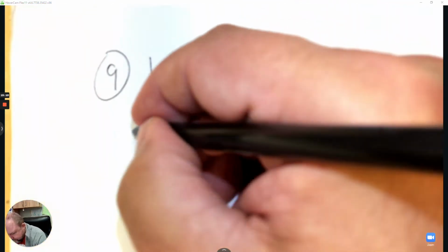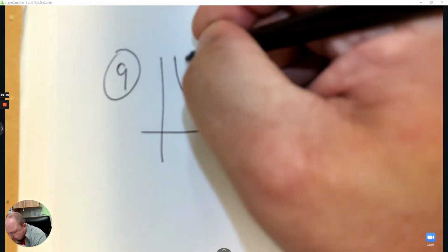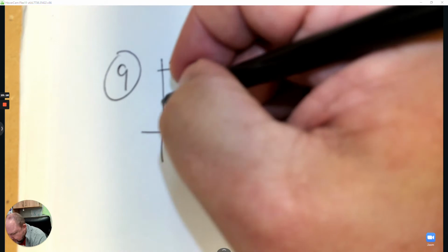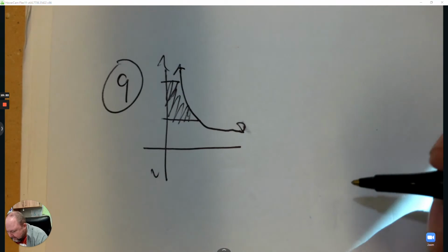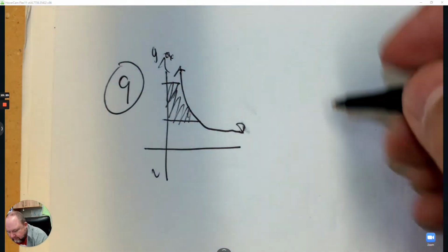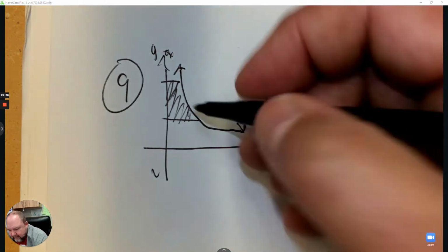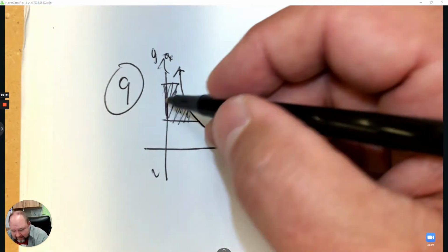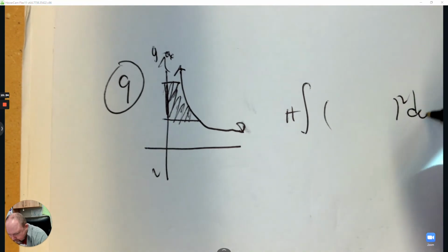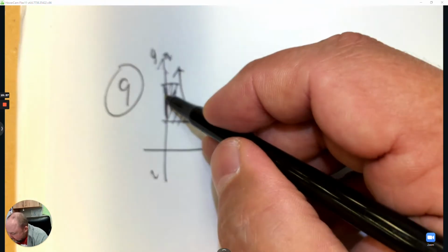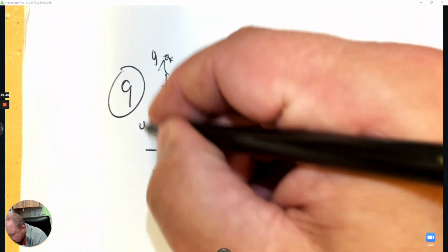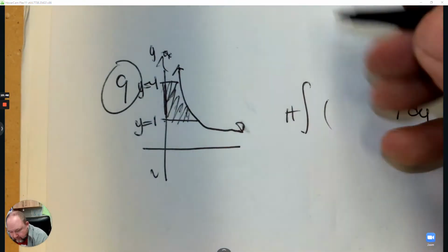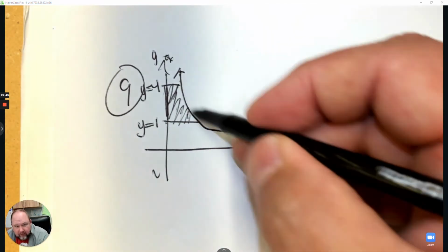All right, number 9. You are given a graph in number 9, so I'm just going to replicate it here. So to speak. And it says you're revolving this around the y-axis. So because of that, these are all going to be y's. And if you look at the y-axis and the area, there's no gap there. So it's just one circle. And the bottom y value to the top y value. So it says it's from y equals 1 to y equals 4. So those are my bounds, 1 to 4. And then I'm going to go right, subtract left.